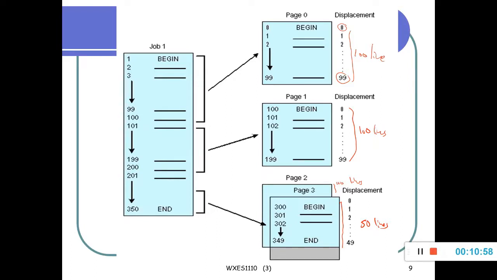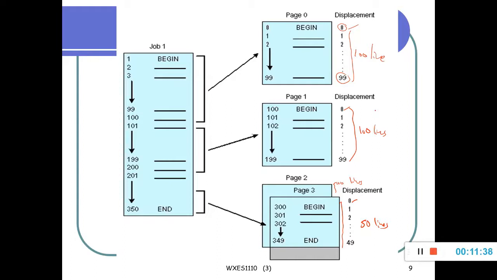This is what we call the displacement or offset of a line: how far it is from the beginning of the page. It's used to locate that line within its page frame. So line 0, line 100, line 200 and line 300 are the first lines of pages 0, 1, 2, and 3. This is the first line of page 0, the first line of page 1, of page 2, and of page 3. Each has a displacement of 0.